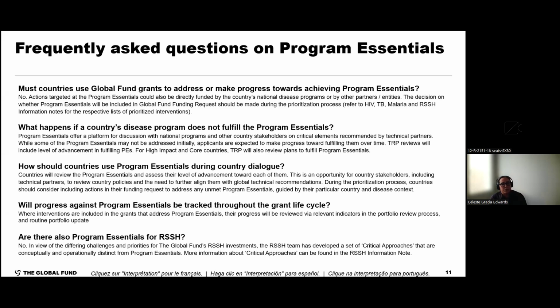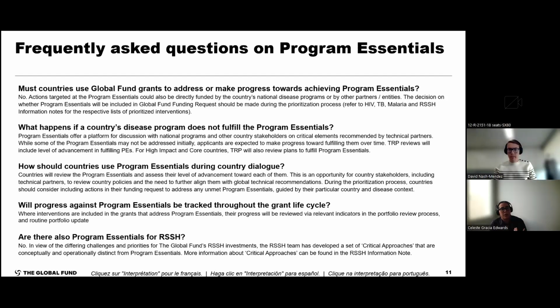What happens if a country disease program does not fulfill the Program Essentials? So what we think is that this is a platform for discussion with national programs and other country stakeholders to see where these key interventions are being or not addressed. And then they can discuss what is going to end up being funded by the Global Fund inside the funding request, and what of the other Program Essentials are going to be funded by other partners or by the national programs. What we would like to see is a progression. It's to see that the Program Essentials are being followed and that there is a progression, and this is not only one side, and that we see an increase in coverage.